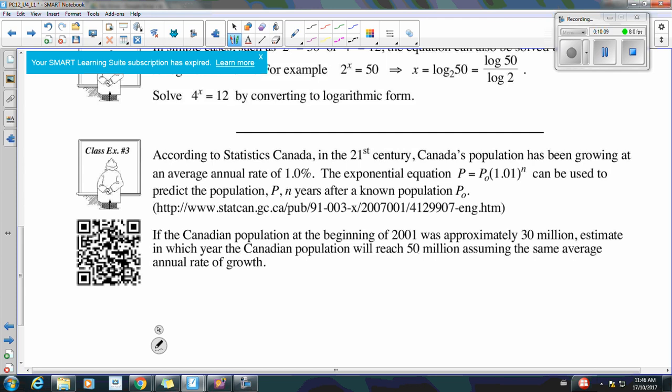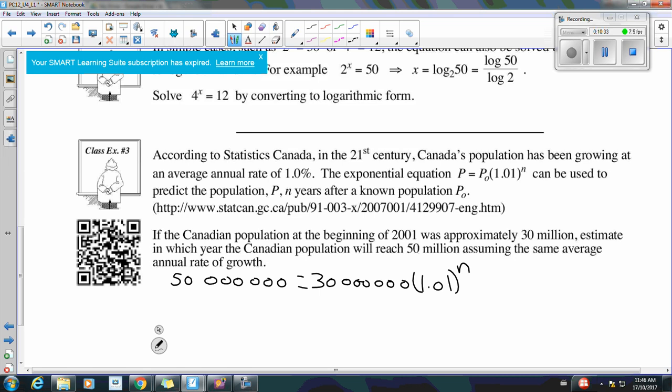So we have this equation here. We can substitute in what we know. So we know that we want 50 million here. That's what we want our final population to be. We know we had a population of 30 million. And our growth rate is 1%, so that gives us the value 1.01 to the power of n.